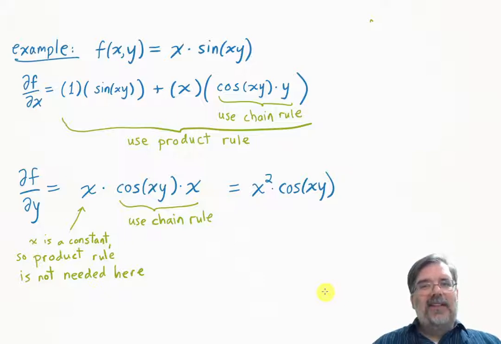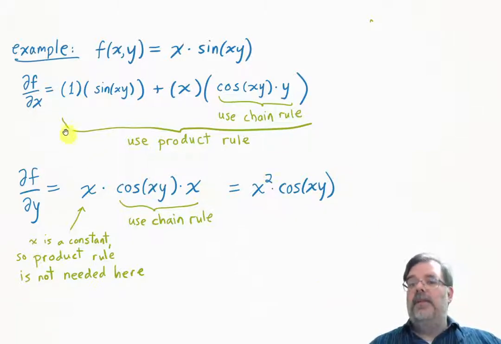Now, functions can get a little bit more complicated. Sometimes you'll have to use the product rule. Sometimes you'll have to use the chain rule. I'll never do a problem where you have to use the quotient rule because I never liked that one either. But here we go. Here's a function f of x y is equal to x times sine of xy.